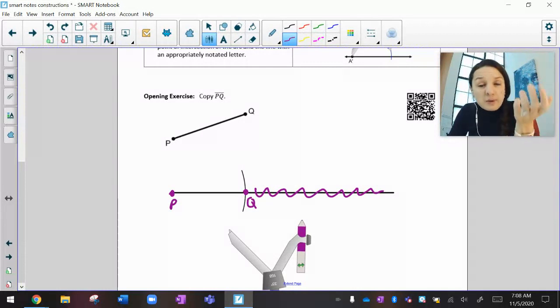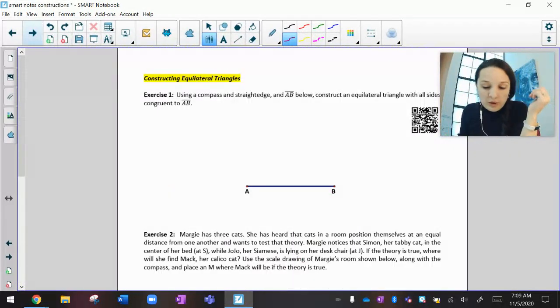So the steps to copying a segment are: step 1, draw a line longer than you need. Step 2, measure the segment you're going to copy with your compass. Step 3, draw an arc from the end point of your new line. That's it. Turn the page, page 8.